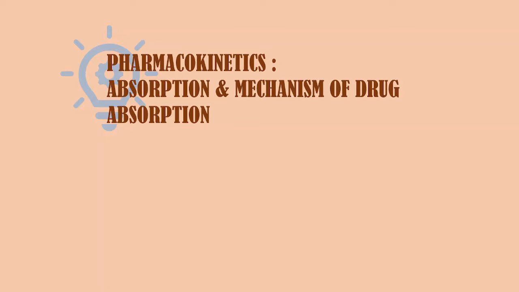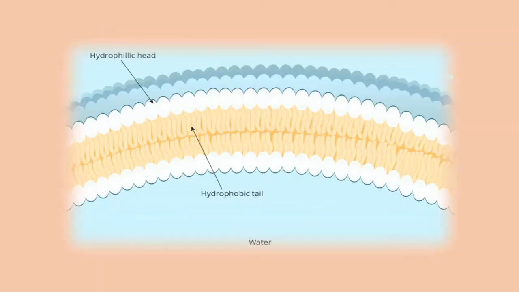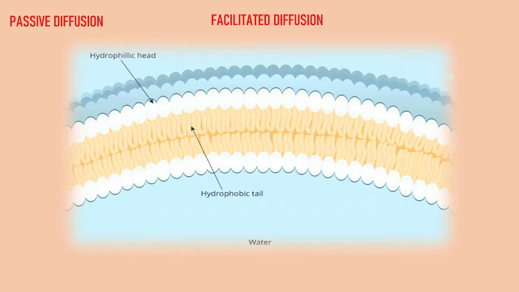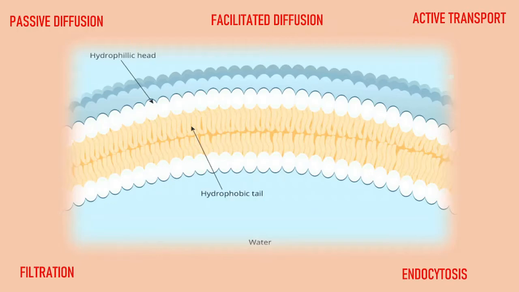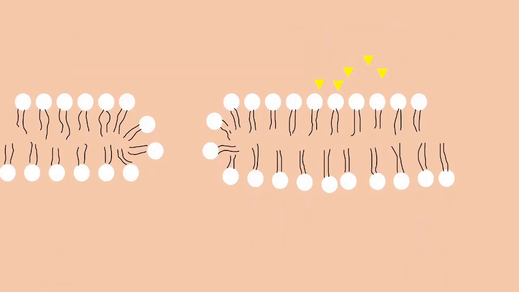So starting with today's topic, that is absorption and the mechanism of drug absorption, that is how the drug is absorbed. Starting with the first mechanism that we have, it is passive diffusion, then facilitated diffusion, active transportation, endocytosis, and filtration. So we will see what happens in case of passive diffusion.